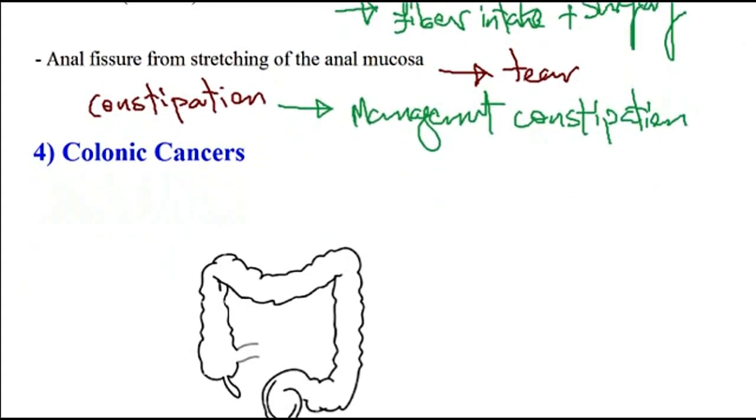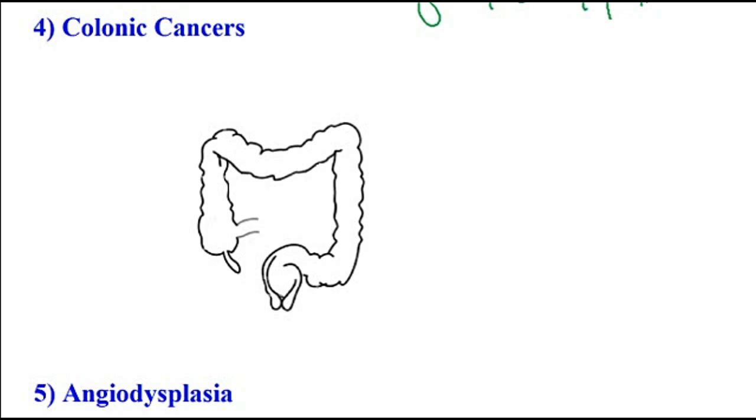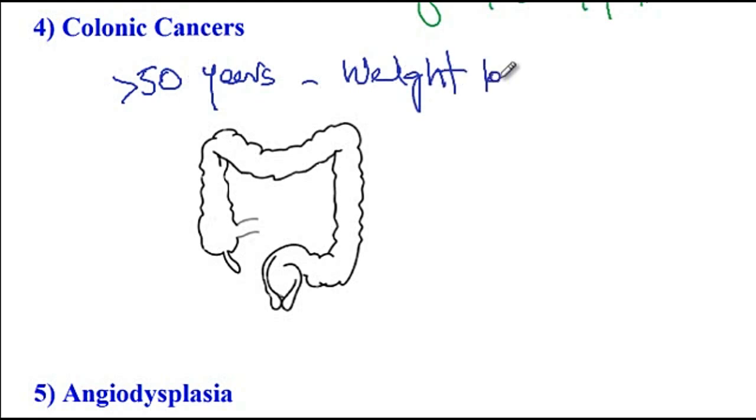The next condition is colonic cancers, and I have discussed the mechanisms of colon cancers in a separate video, so here I'm just going to provide a quick summary. So colonic cancers are generally seen in patients older than 50 years of age presenting with rectal bleed. So in fact, if you see an elderly patient presenting with rectal bleeding, the first thing that you should be suspecting is colon cancer. And due to the cancer, these patients also present with weight loss as well as abdominal pain.